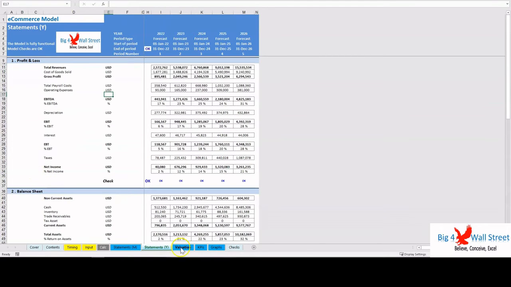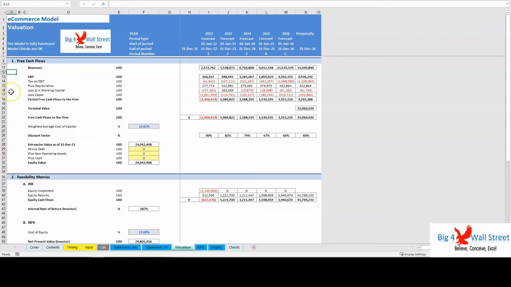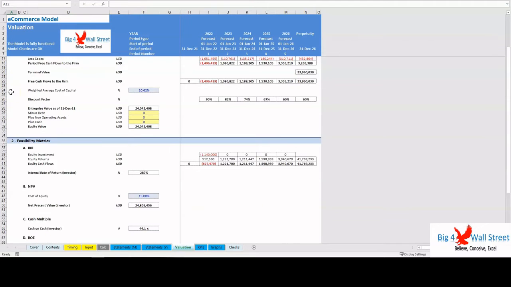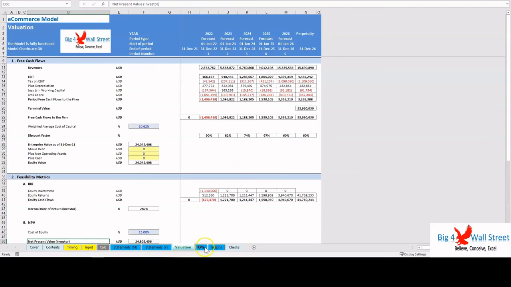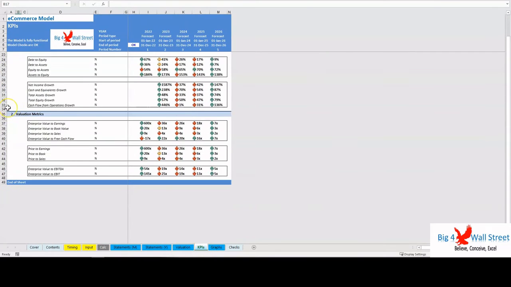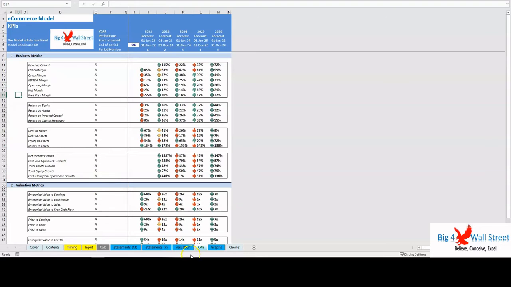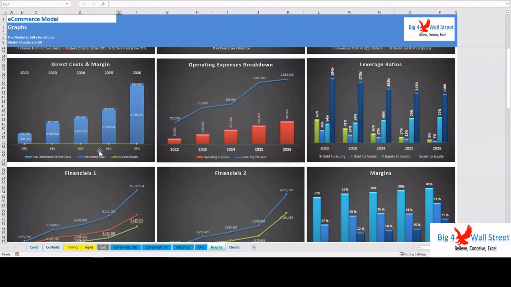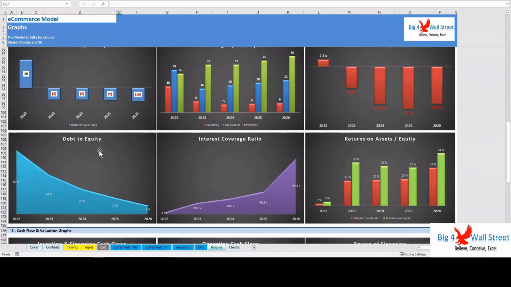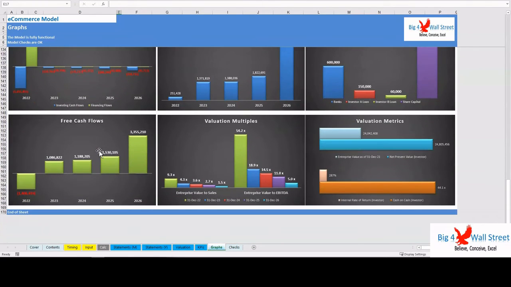In the Valuation tab, the valuation of the company is performed based on the free cash flows to the firm. In the same tab you can also find some feasibility metrics, such as return on equity, return on assets, net present value, internal rate of return and cash on cash multiple. The most important business and financial KPIs are presented in the KPIs tab along with various valuation metrics. These KPIs are also presented by using some graphical representations in the Graphs tab. For example, revenues and operating profit, cost of goods sold, cash flows, as well as several other financial metrics from valuation to profitability, working capital and debt.